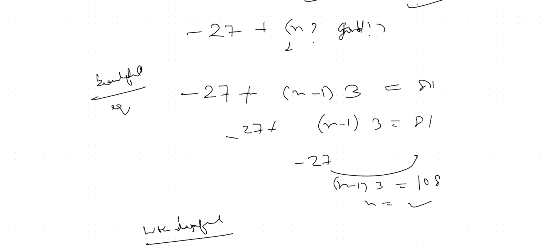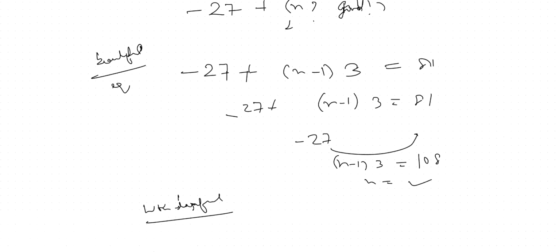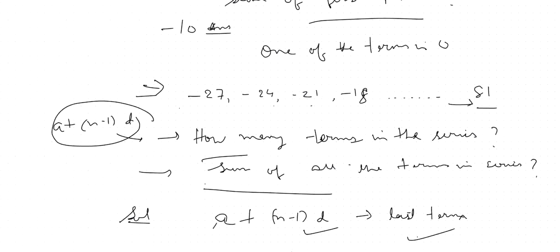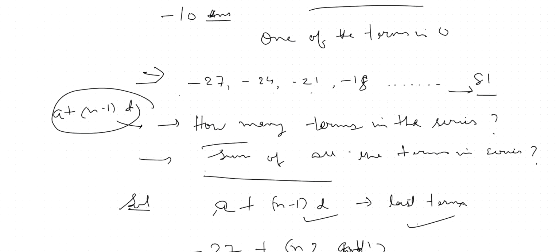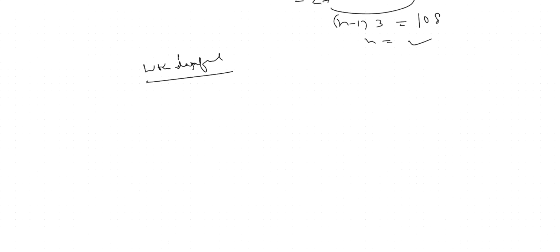The next part is the sum of all the terms in the series. Now you start with this term and then you go on till 81. What is the sum of all the terms? Okay. So, the sum of all the terms in the series.